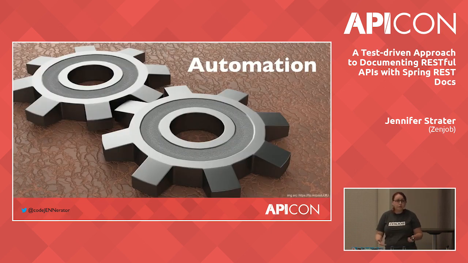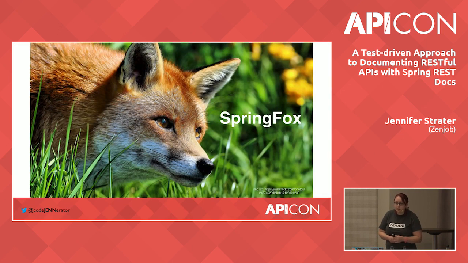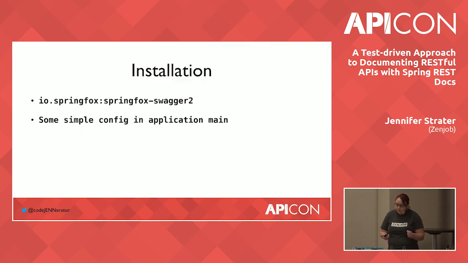The first one is, of course, through automation. And for us, that was a library called SpringFox. SpringFox is really simple and easy to add, and it generates a Swagger specification based on your source code. It works really well for our simple cases. It was something that we were using in some of the existing services. Really easy to set up: you add a single dependency and some configuration.